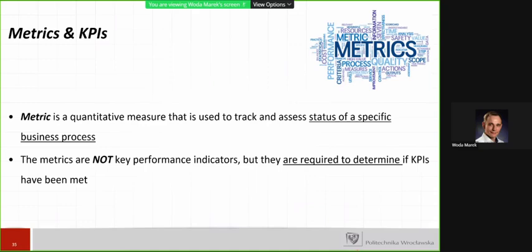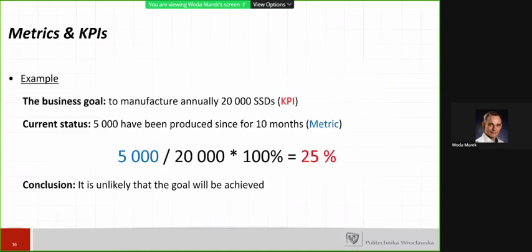Let me give you a very simple example of how both interact within the organization. Let's assume a very simplistic example. We have a business goal to be a prominent manufacturer of solid state drives, and we would like to have a production of 20,000 such discs yearly. That is our business goal. And our KPI would be met if we create 20,000 SSDs.